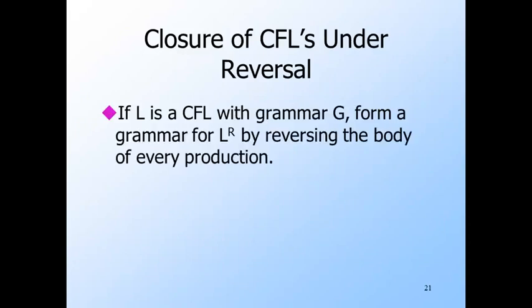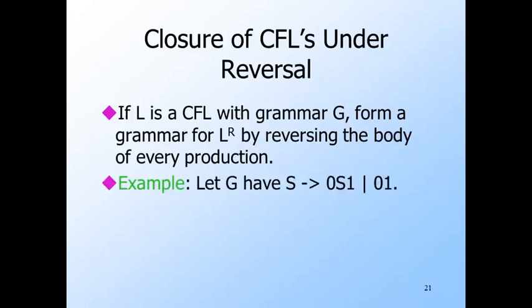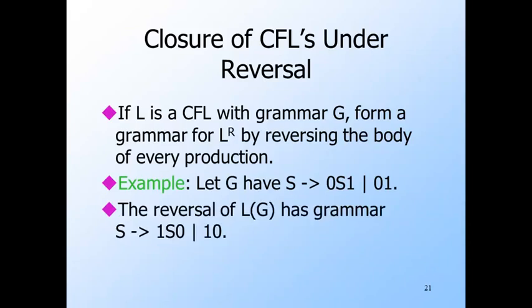Reversal is another operation for which it is easy to show closure using grammars. If we have a grammar G for the language L, we form a grammar for L reversed by reversing the bodies of all the productions of G. For example, here is a grammar for the language 0 to the n, 1 to the n. If we reverse the bodies, we get this grammar. It is easy to see that this grammar generates all strings of one or more ones followed by the same number of zeros. That language is the reverse of the language we started with.